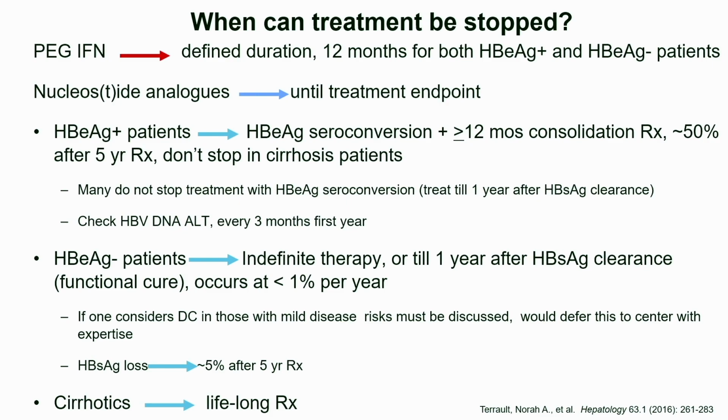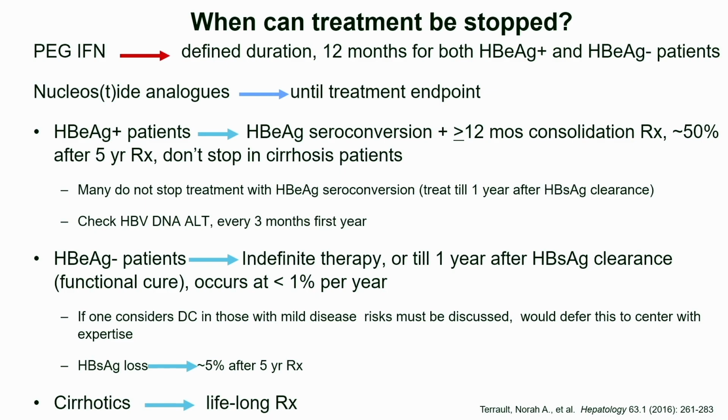But the guidance says consolidate for a year and then you can stop, and there's a chance they'll maintain what we call an immune control. For e-antigen negative, it's indefinite therapy or until 1 year after surface antigen clearance, which is a functional cure. This happens less than 1% chance per year. I reviewed the abstracts from our recent AASLD about stopping these treatments prematurely, and it's not ready for prime time, in my opinion. So I think we stay here for now.